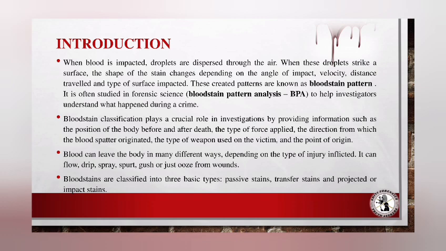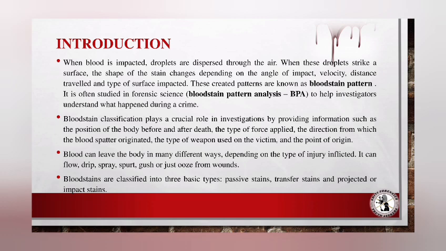By studying these patterns, investigators can find out the position of the body before and after death, the direction and type of force applied, the type of weapon used, and even the point of origin of the blood. Blood can leave the body in many different ways. It can flow, drip, spray, spurt, gush, or ooze depending on the injury.